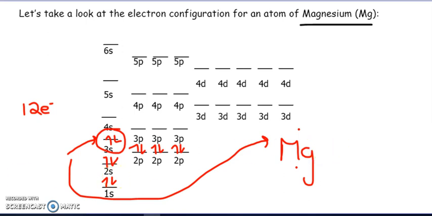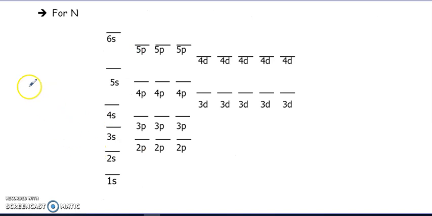All right, so we'll do one more. Nitrogen has 7 electrons, so we're going to do 1, 2, 3, 4, 5, 6, 7. So remember that you have to have 1 in each before you pair up the unpaired electrons. So for the valence electrons, the highest energy level in this case is 2, and we have S and P: 1, 2, 3, 4, 5.